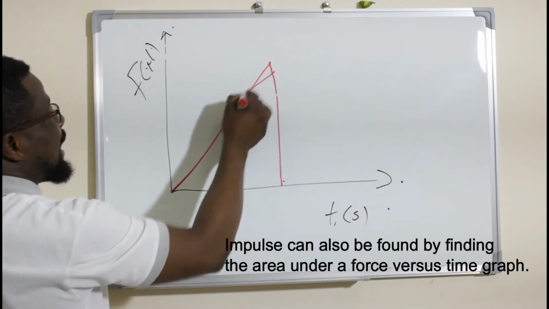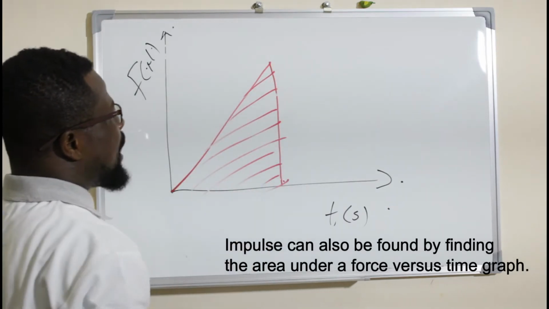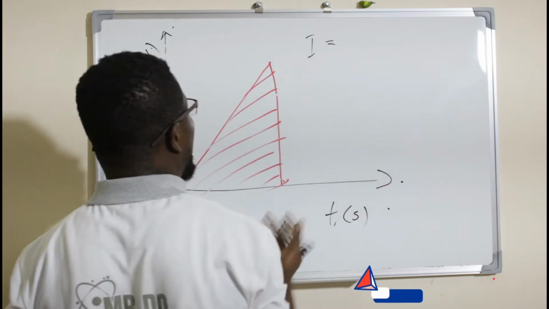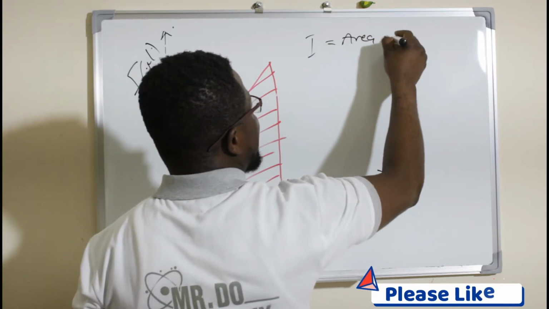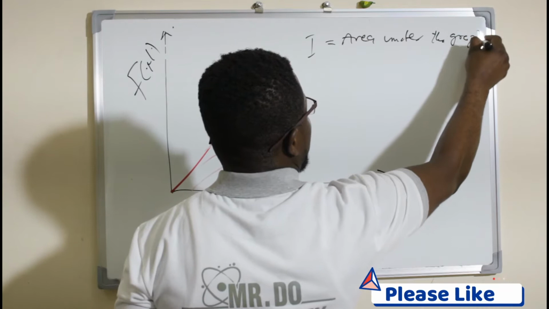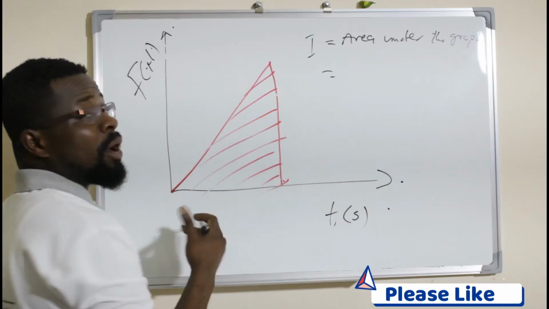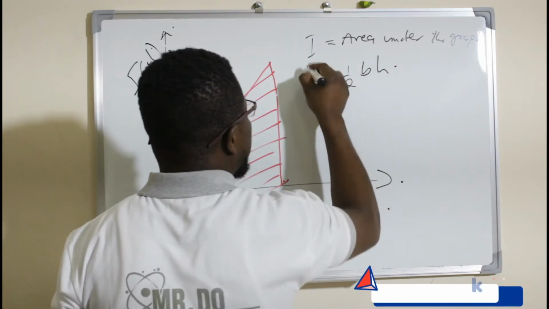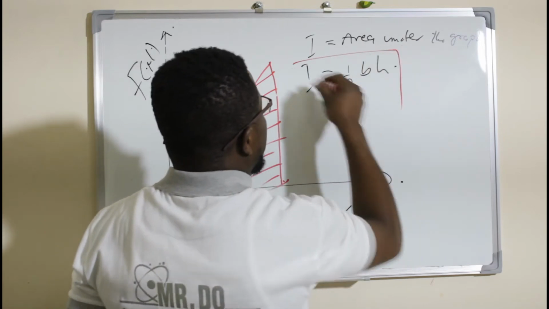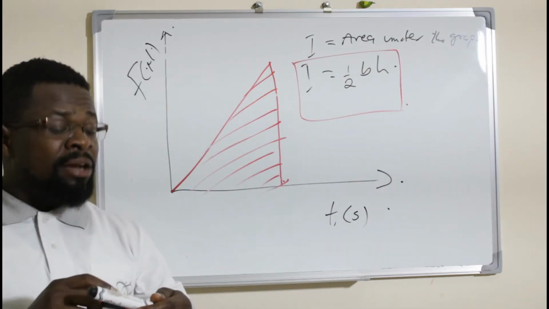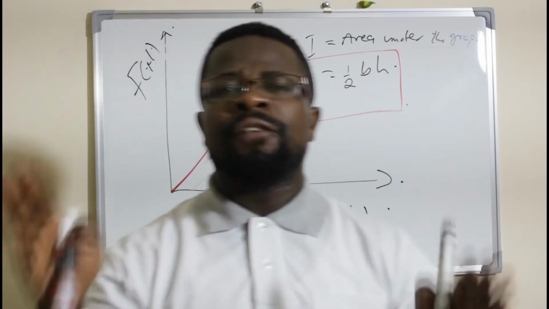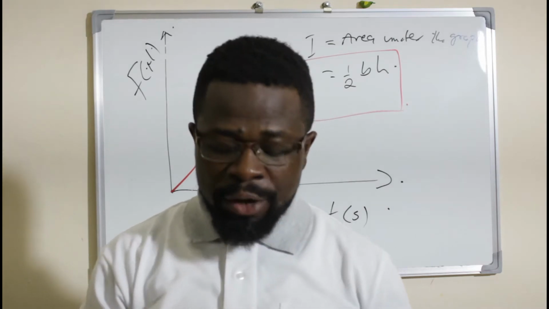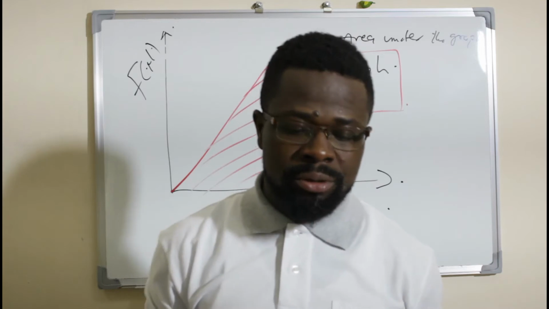If we want to calculate the impulse, we only have to look at this shape. And what is this shape? A triangle. So if I want to find the impulse, I can simply say that the impulse is equal to the area under the graph. And what is that area? It's a triangle, so I can just say it is half base times the height. And that will aid me in calculating the impulse. So whenever you are given a graph and you want to calculate the impulse, you can do so by knowing the shape of the graph and then calculating the area under that particular graph. When you do that, you'll be able to find the impulse.